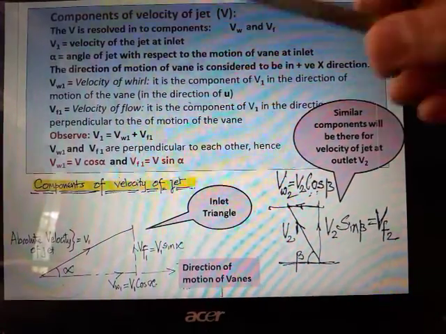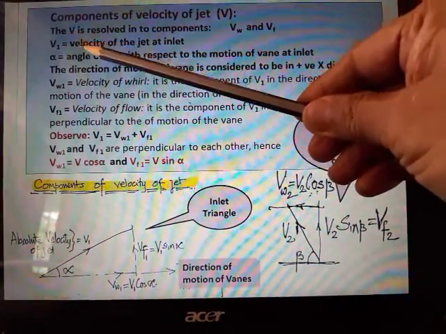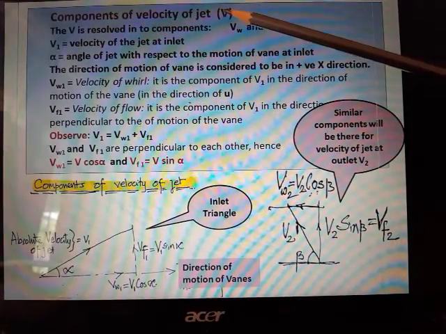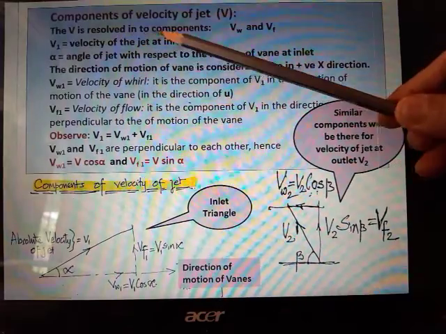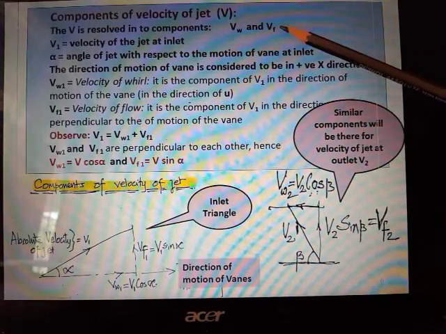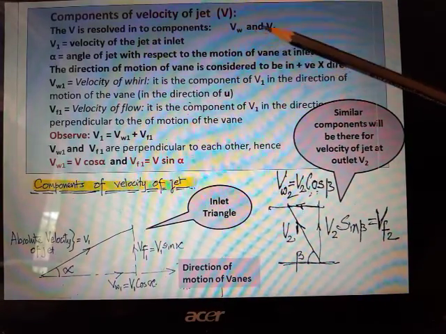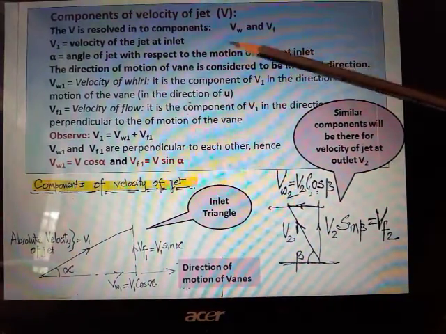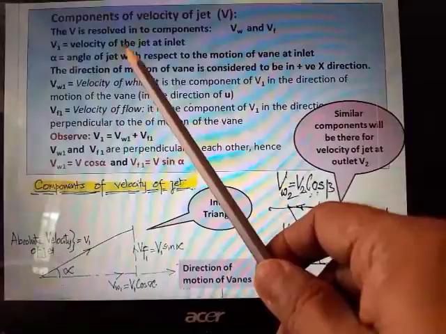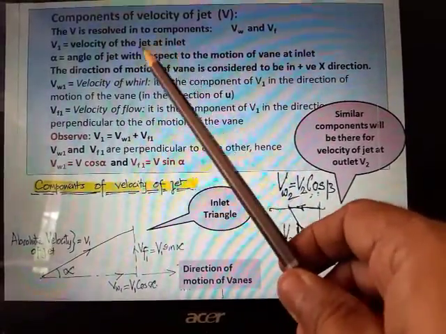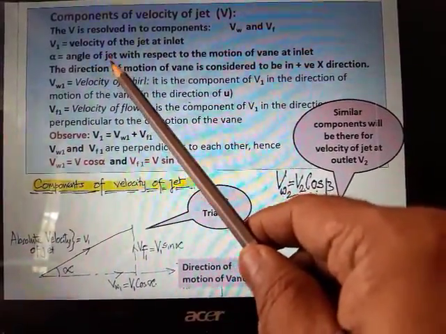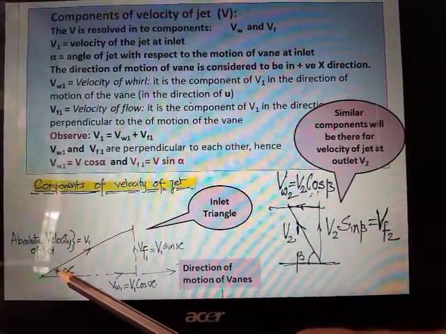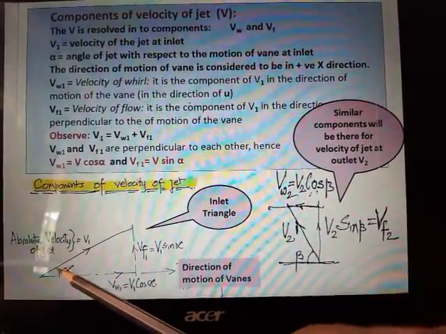Now the notations are, V is the velocity of the jet. Now V is resolved into components VW and VF. VW is horizontally rightwards, VF is perpendicular to that. Now V1 is the velocity of the jet at inlet, alpha is the angle of the jet with respect to the motion of the inlet. Now look at this, we have already seen this.